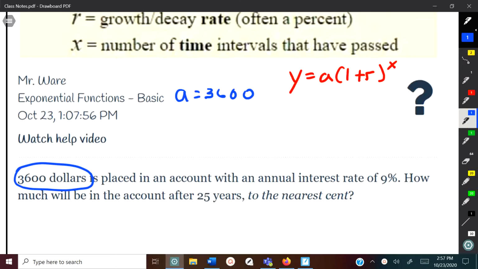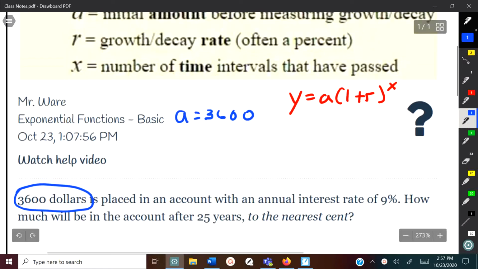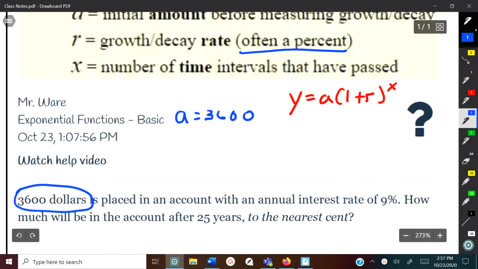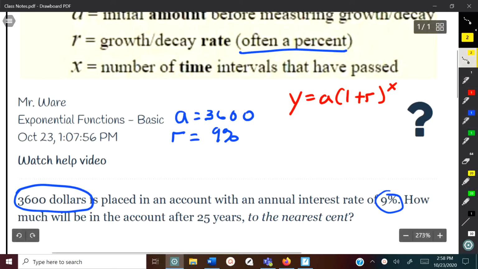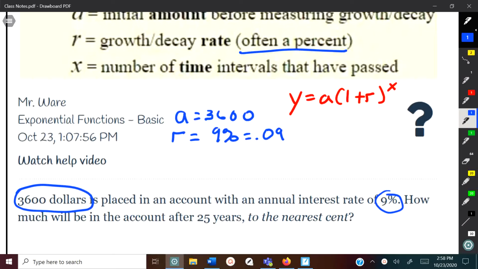Alright. The next part here is the rate, and that's often in percent. Okay, so you got the percent here, 9%. So R is equal to 9%, and you want to change that into a decimal. So you're going to move that decimal 2 places to the left. So that's going to get you to be 0.09. Not 0.09%, just 0.09. It's 9%, and we're going to change it to 0.09. Alright, and that's the rate we're going to use.